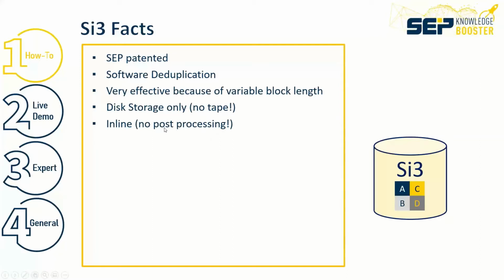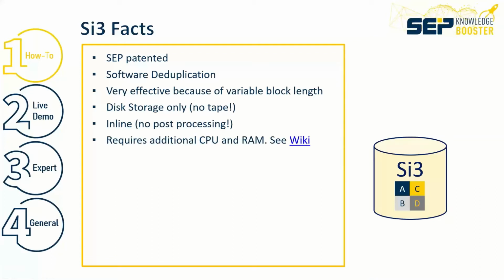With post-processing, normally you would save the data in original size, and then in a later process, it will deduplicate the data. So this post-processing needs more space because you have to save the data in original size first and then deduplicate afterwards.